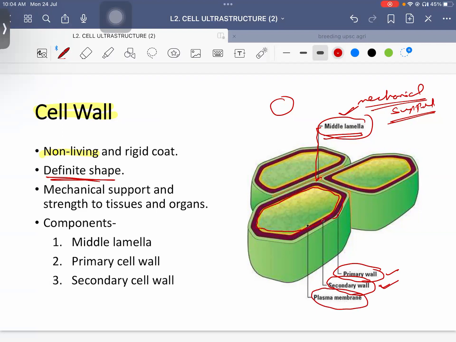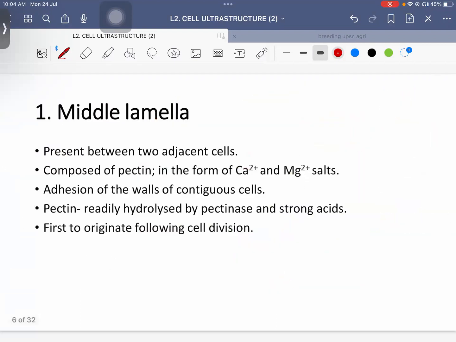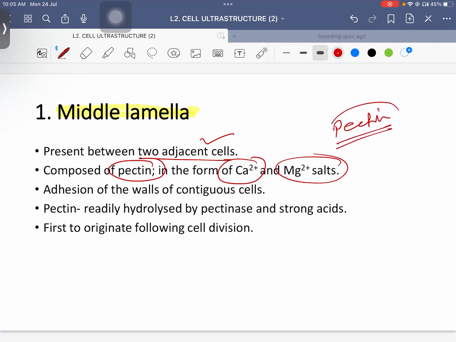So what you understood is: first the plasma membrane, then secondary, primary, and then the cementing agent, that is the middle lamella. Now let's see the important aspects of the middle lamella. It is present between two adjacent cells and is composed of pectins in the form of calcium and magnesium salts. You should remember that pectin should be written when you write about middle lamella.